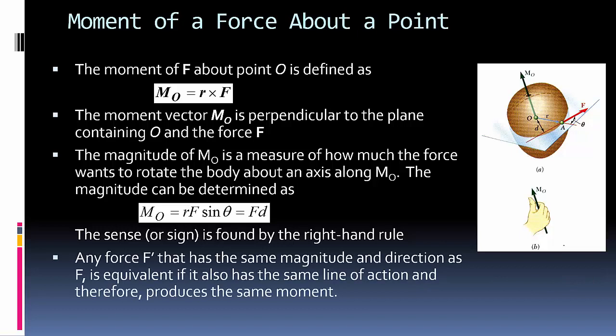Any force F prime that has the same magnitude and direction as F is equivalent if it also has the same line of action, and therefore produces the same moment. So what it's saying is, if you apply this force F here, with the same magnitude and direction, and on this same line of action, it will be equivalent because it will produce the same moment.